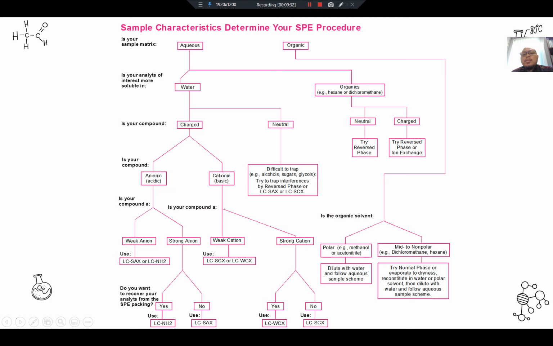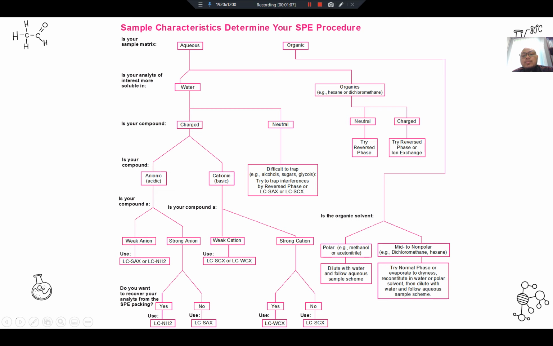Okay, so is your analyte of interest more soluble in water or organics? We know that arsenic is an ion, so it actually prefers the water. So water. So is the compound charged or neutral? Okay, because it is a charged ion, we go to charged. Okay, so here is your analyte anion or cation. Okay, arsenic As plus, right, dia punya charge As2 plus, if I'm not mistaken. So it's supposedly cationic.